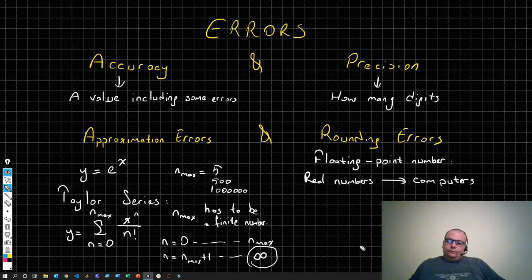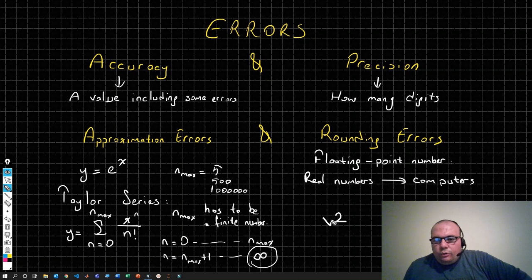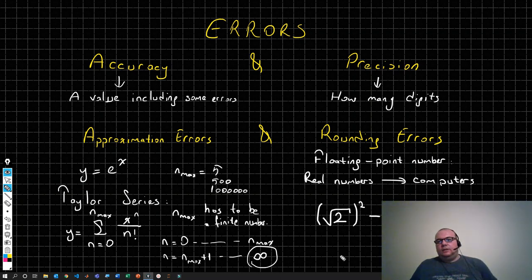Okay. For example, let's talk about this mathematical operation. Let's say that we have 2, and take the square root of this number, square root of 2, and then take the square of this number, and then minus 2. Okay, just pause the video and calculate this operation. Square root of 2, and then square of this result, and then minus 2. With the basic mathematical knowledge, obviously, it should be equal to 0, right?